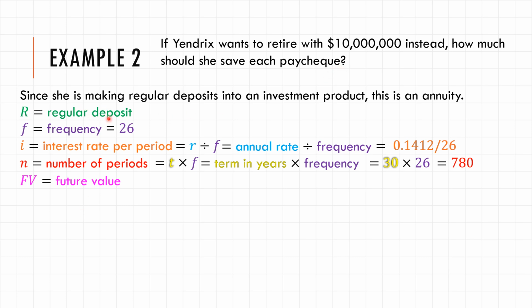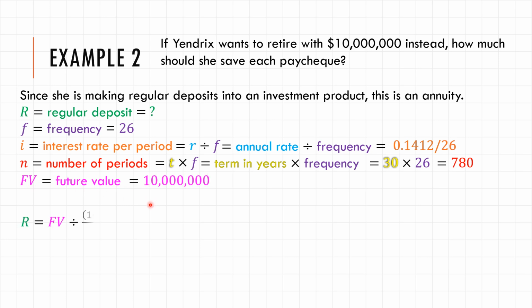Well, we have our same variables from the last situation. The interest rate has not changed. The length of time that she's going to save, the number of periods, that hasn't changed either. And neither has the frequency. So she just actually needs to save more. The amount of each regular deposit is what she doesn't know. It's got to be higher than 500. But she does know the future value needs to be 10 million.